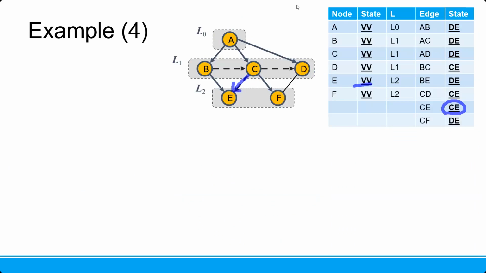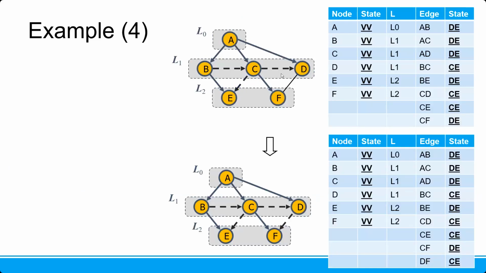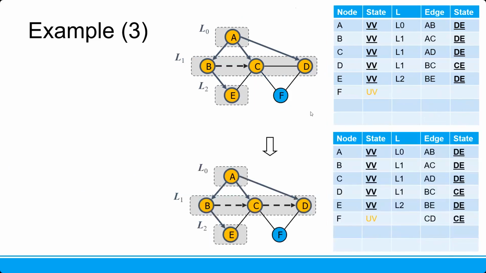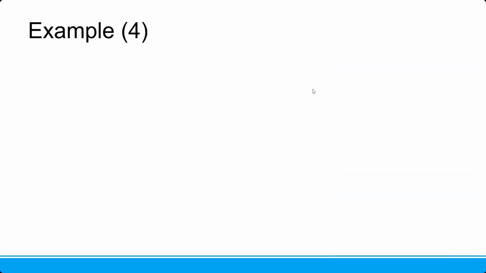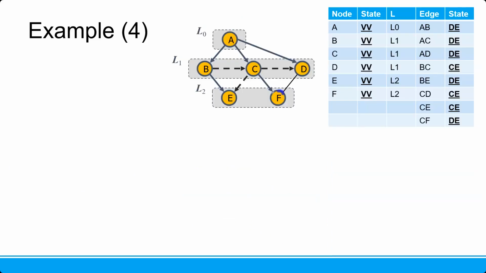We can explore the next, which is the incident edge from C to F. F has not been visited previously, so we mark F as visited. So CF will be a discovery edge.